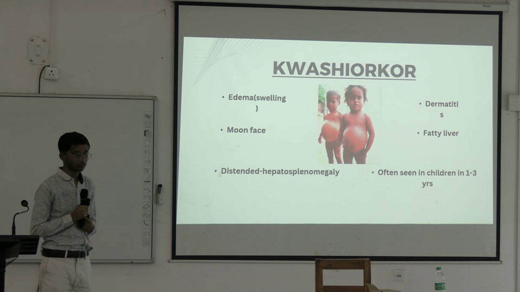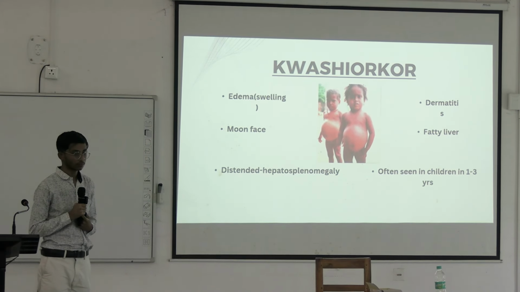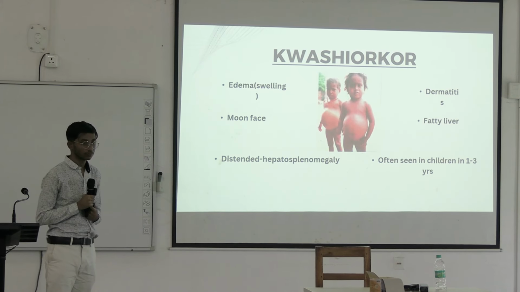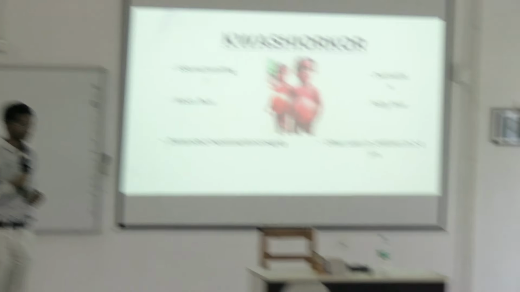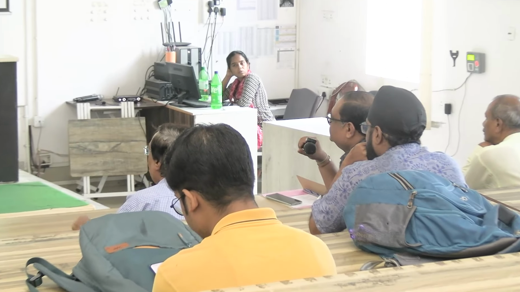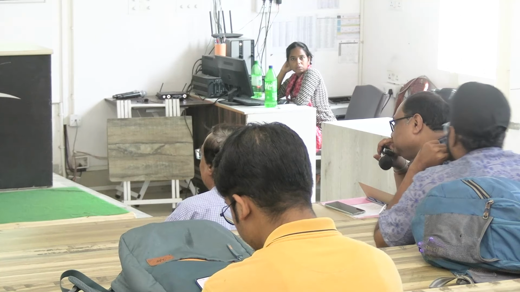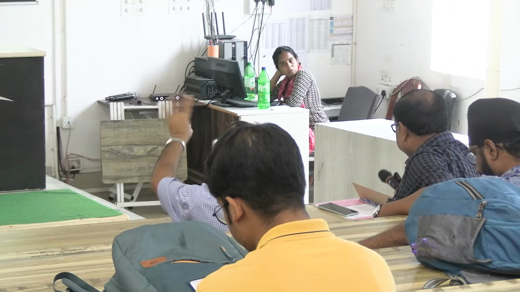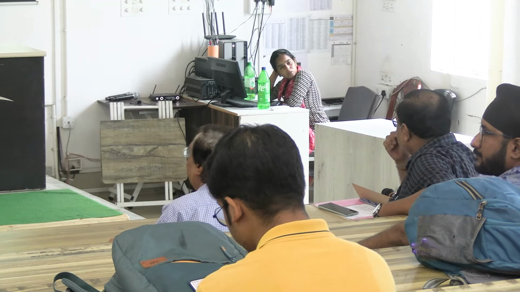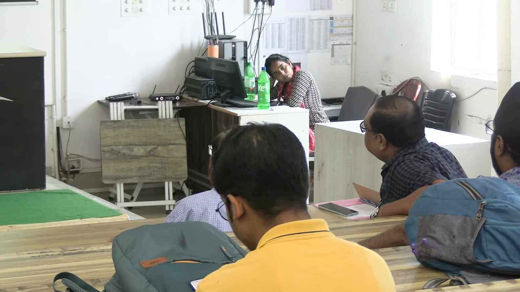Hepatosplenomegaly and ascites are the two causes of pot belly, or abdominal protuberance. One is ascites. Do you know ascites? Ascites is the accumulation of fluid in the peritoneal cavity. The other cause is hepatosplenomegaly. Both cause a distended abdomen. That's why another point in Kwashiorkor is pot belly, because of hepatosplenomegaly.